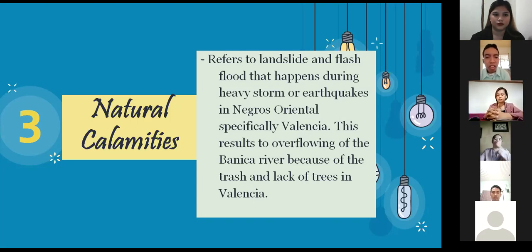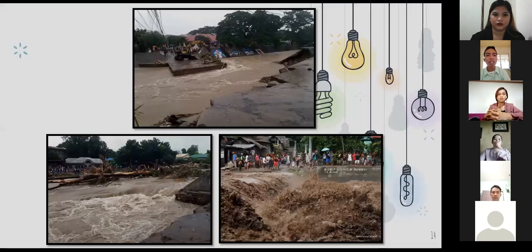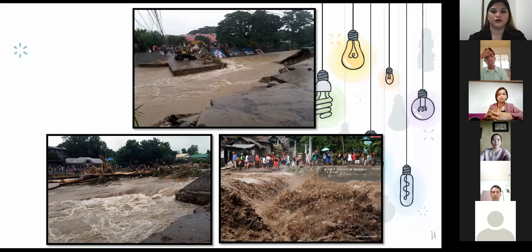Next. This is the picture that will show what happens during a natural calamity. In Negros Oriental we have typhoons, for example Bagyong Ondoy and Bagyong Maring. The typhoons affect the rivers through flash floods and also landslides. Next.